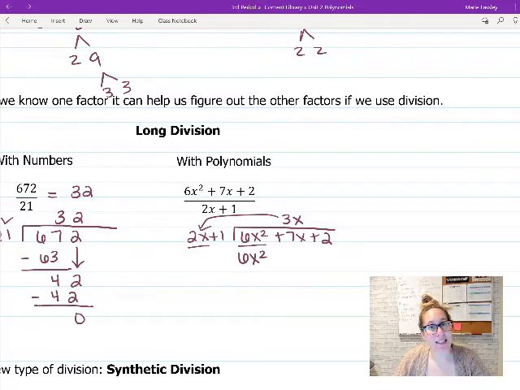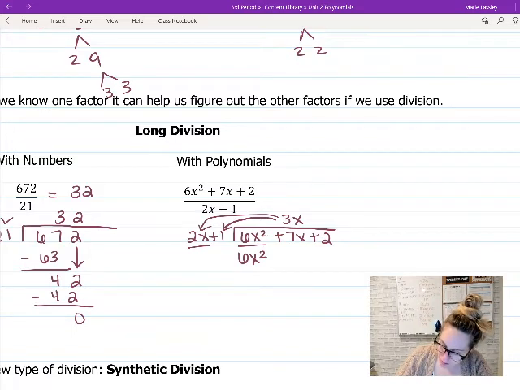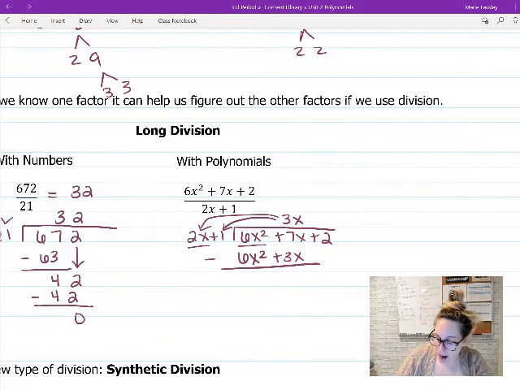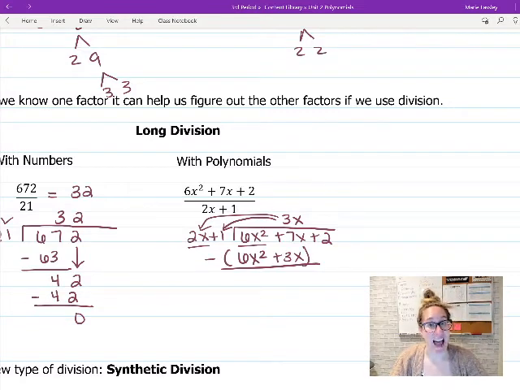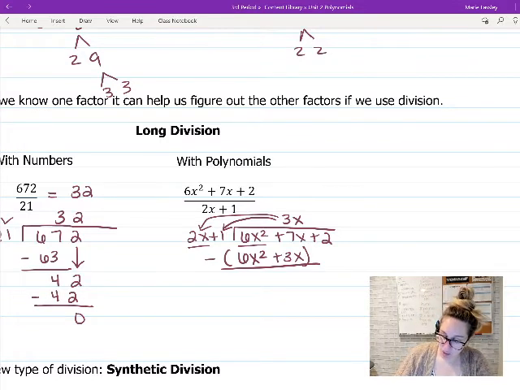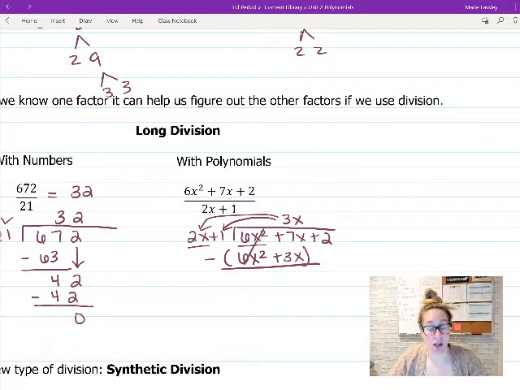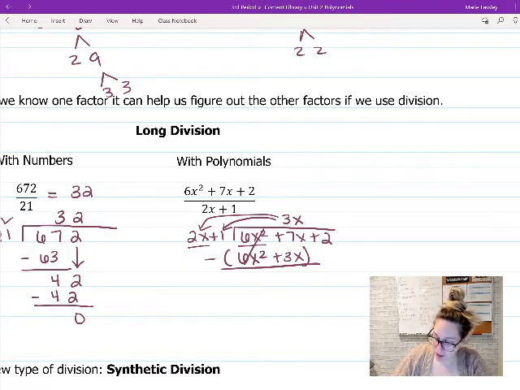Now the next part that's different, because we do have this plus 1, we're also going to do 3x times that plus 1 and also put it in there underneath. So 3x times 1 is plus 3x. Now we subtract, and we want to make sure that we subtract everything. So it's the 6x squared minus 6x squared, which makes 0. So that's going to go away. And then 7x minus 3x, which is going to give me 4x.